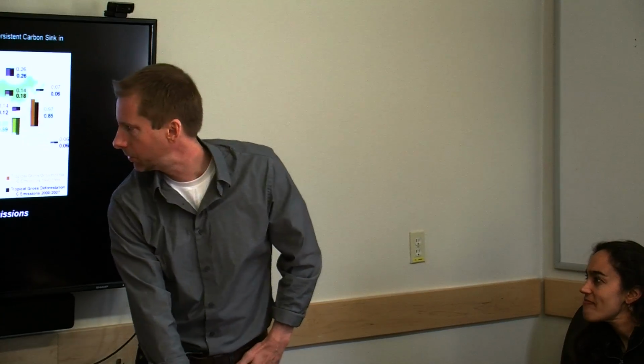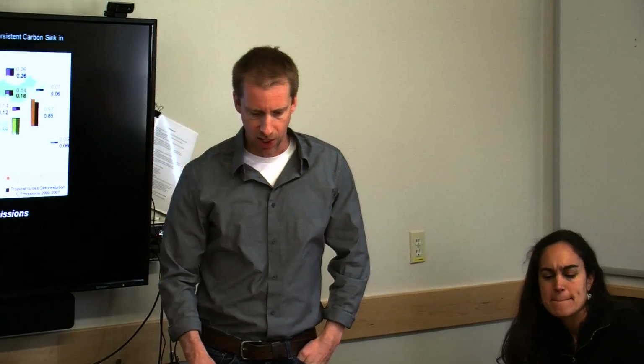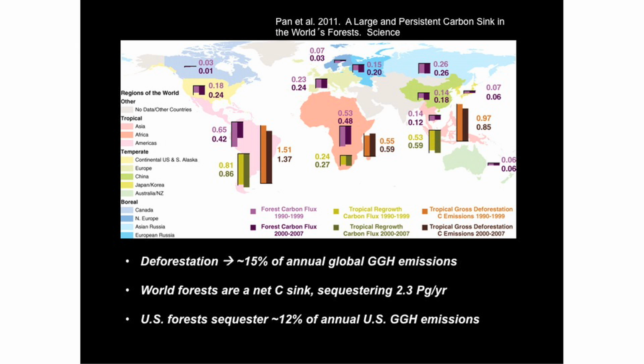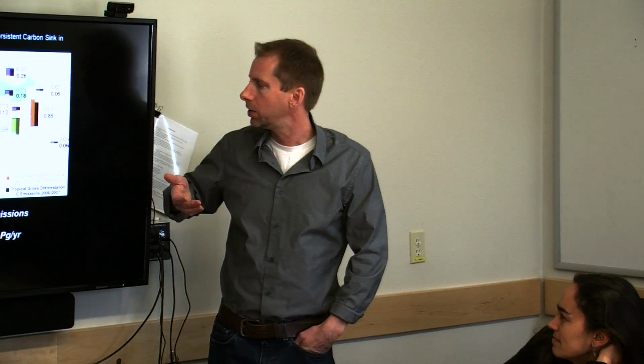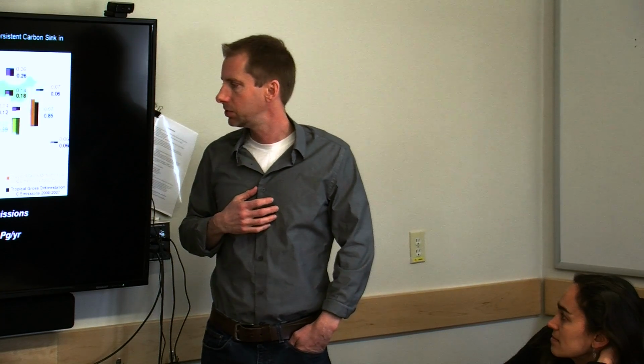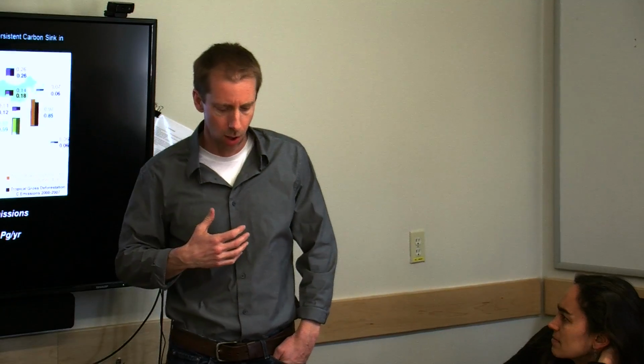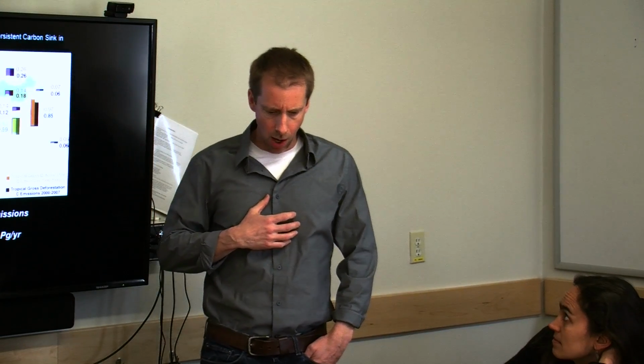Okay, so the context for this, of course, is the interest and the need to consider forests globally as an important carbon sink and to figure out what we can do to enhance the strength of that sink. And many of you, of course, have seen these statistics. This is a recent meta-analysis by Pan et al. that came out 2 years ago, in which they synthesized data from forests around the world. They reiterated what we already know, that deforestation, mostly in the tropics, contributes about 15% of the total annual global greenhouse gas emissions.